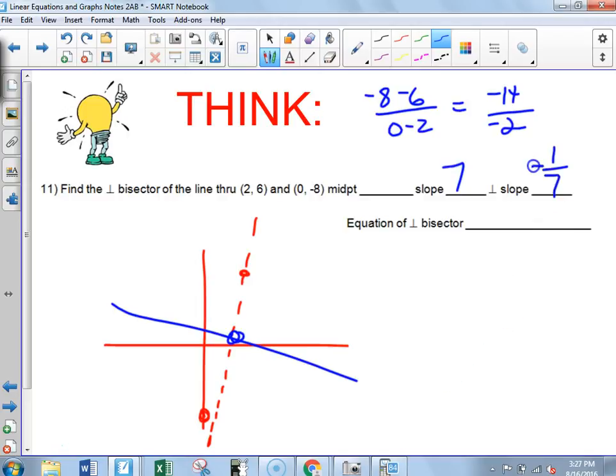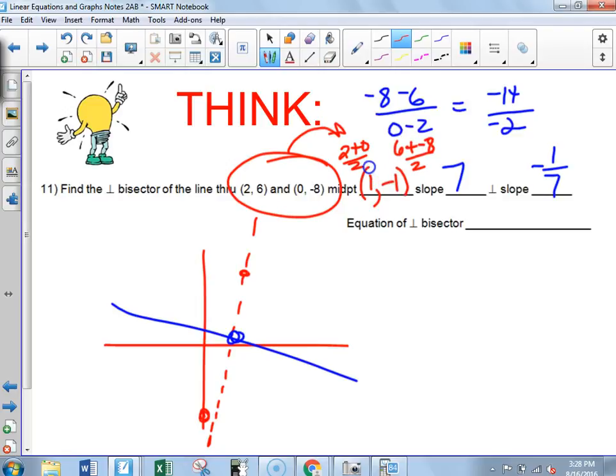So negative 1/7 is the perpendicular slope. But if it's a perpendicular bisector, what point does it have to go through? The midpoint. Do you remember how to find a midpoint from yesterday? Average the x's. 2 plus 0 divided by 2 is 1. Average the y's. 6 plus negative 8 over 2 is negative 1. So now what? We got to use this and this perpendicular slope, yes?